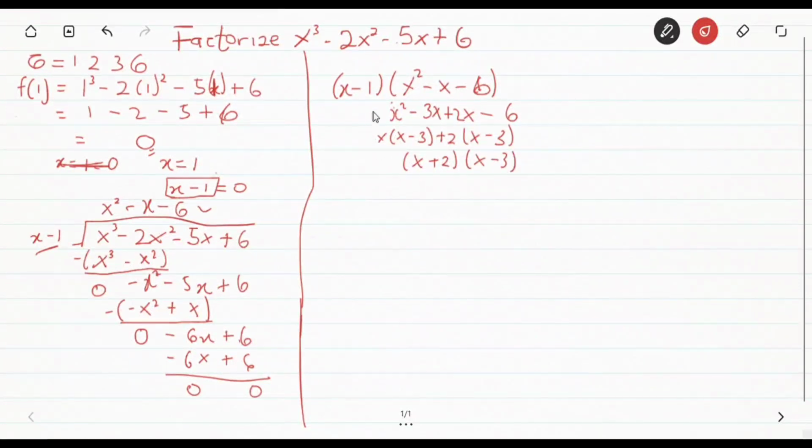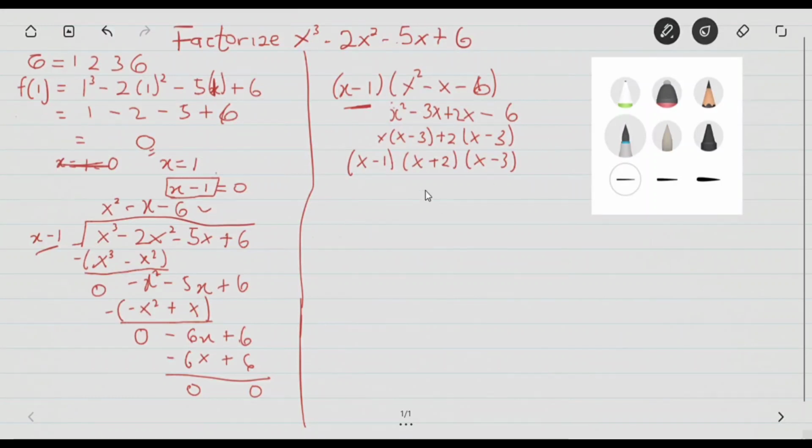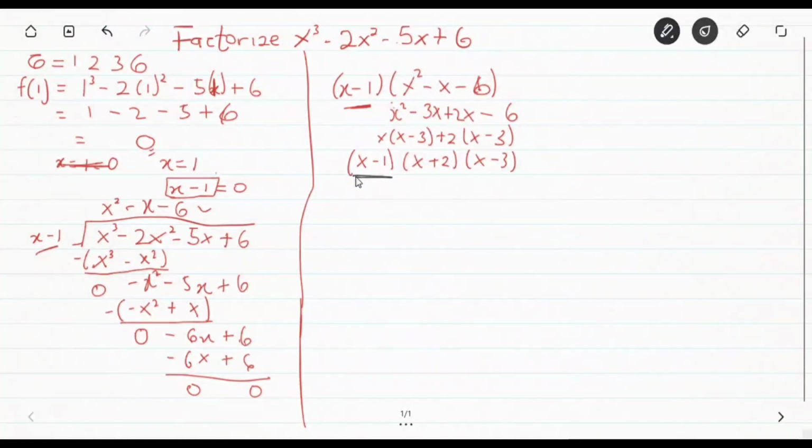But don't forget that we are having one factor here already. That is also x minus 1. So this means that our factors are x minus 1. We also have x plus 2 and also x minus 3. So this is how to find the factors of an expression.